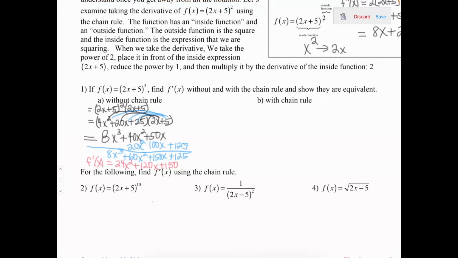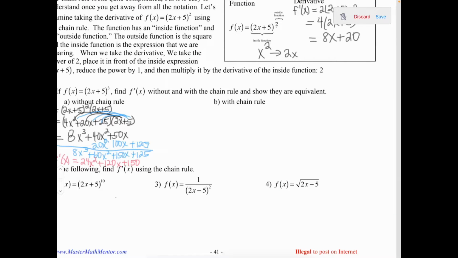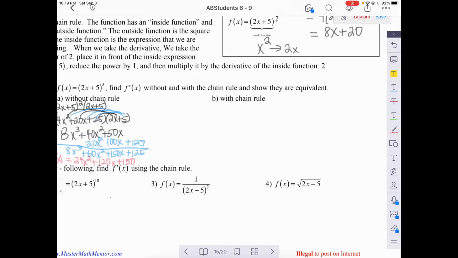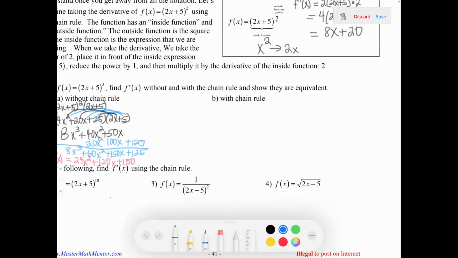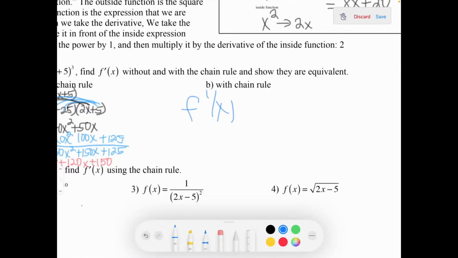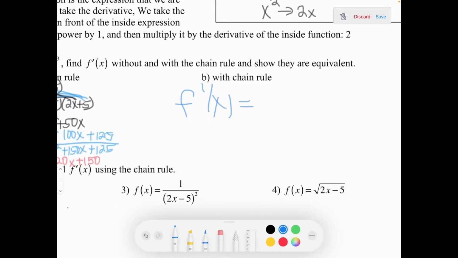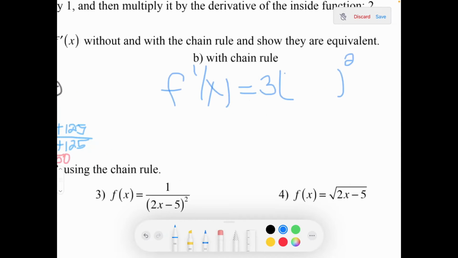To work this out with the chain rule would be a little bit quicker, a little bit more efficient than multiplying it out. There's nothing wrong with multiplying it out. But if we were to work this out with the chain rule, it would be a little more efficient. 2x plus 5 to the third power. So we have something raised to the third power. So the derivative of that is going to be 3 times that something raised to the second power. And that something is 2x plus 5.